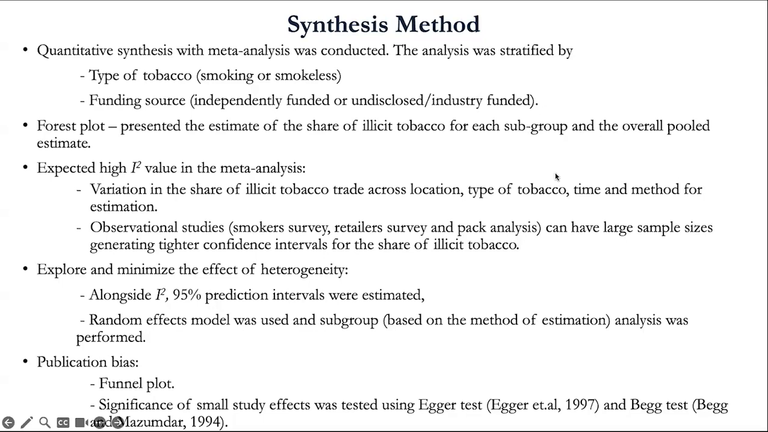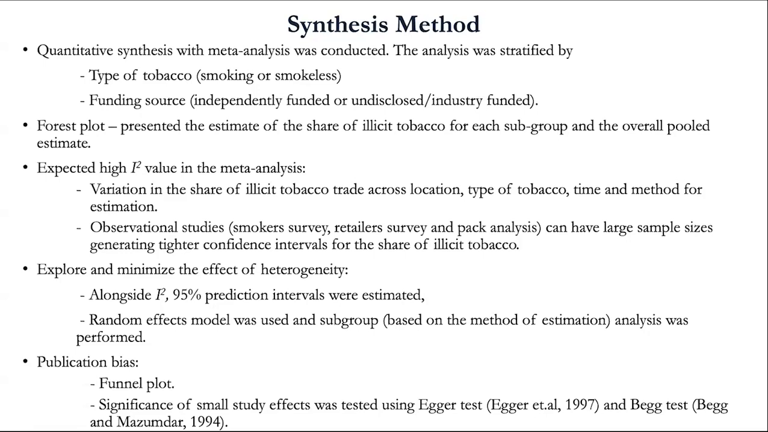There was an expectation of heterogeneity leading to a high I square due to the variation in the illicit tobacco trade, because the study design and the results might vary depending on the location, type of tobacco, time, and also on the estimation method. So that's why we thought that doing a subgroup analysis would be essential.